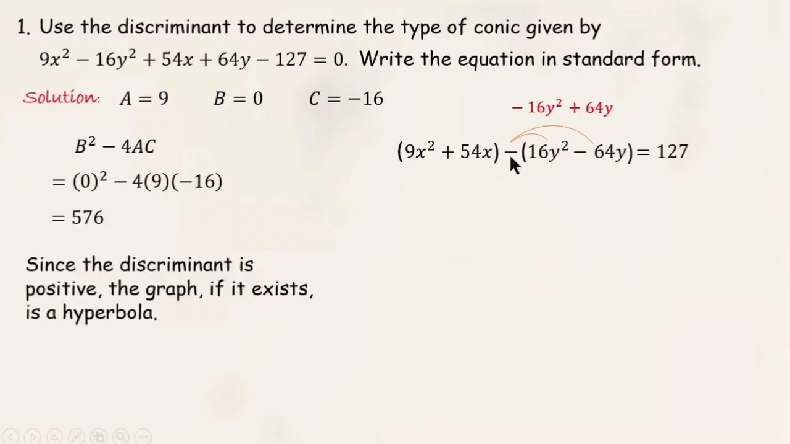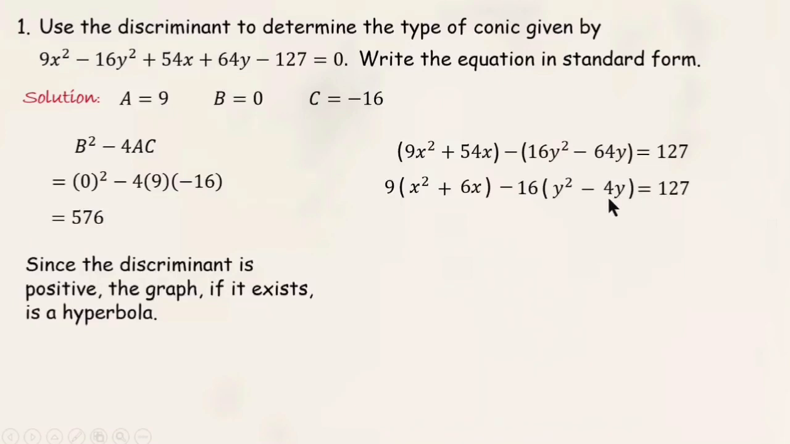Before we complete the square, we first need to factor out the numerical coefficient in x and y. Here, we factor out 9. So we have x squared plus 54x divided by 9 is 6x. Minus, in here, we factor out 16. So we have y squared minus 4y. 64y divided by 16 is 4y, equals 127.